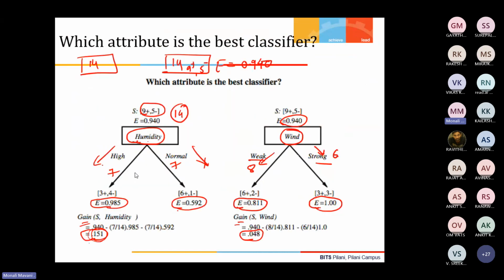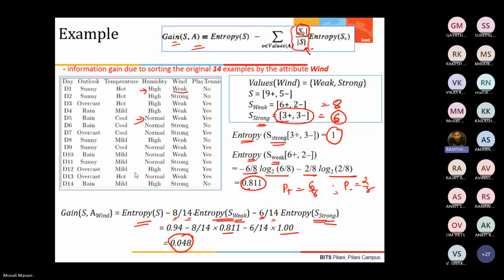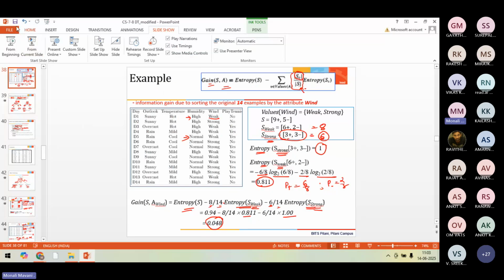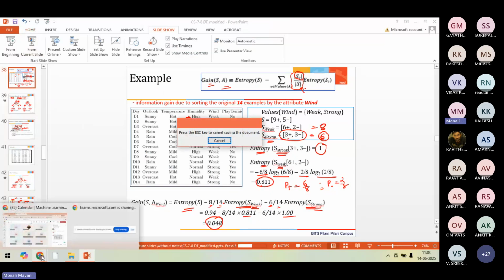Do you have a doubt in this? No, it's clear. It's clear. Okay. So please take some time, read the theory, and this is a very simple example.